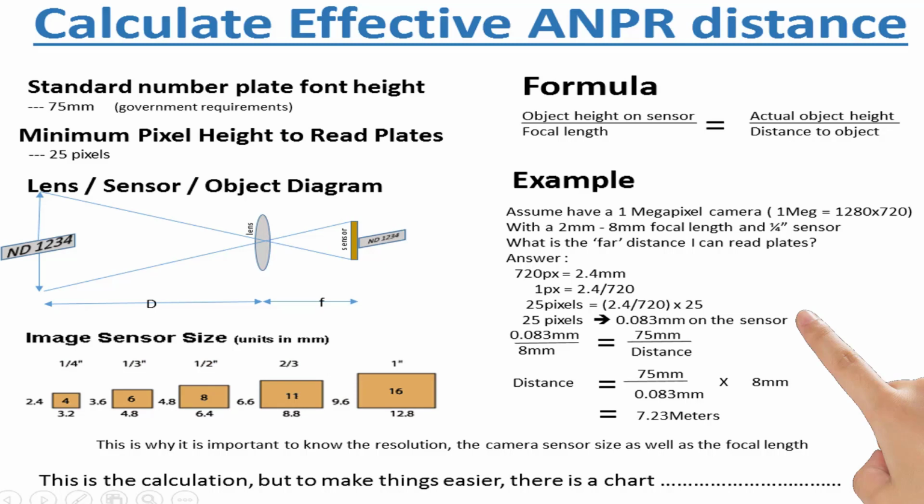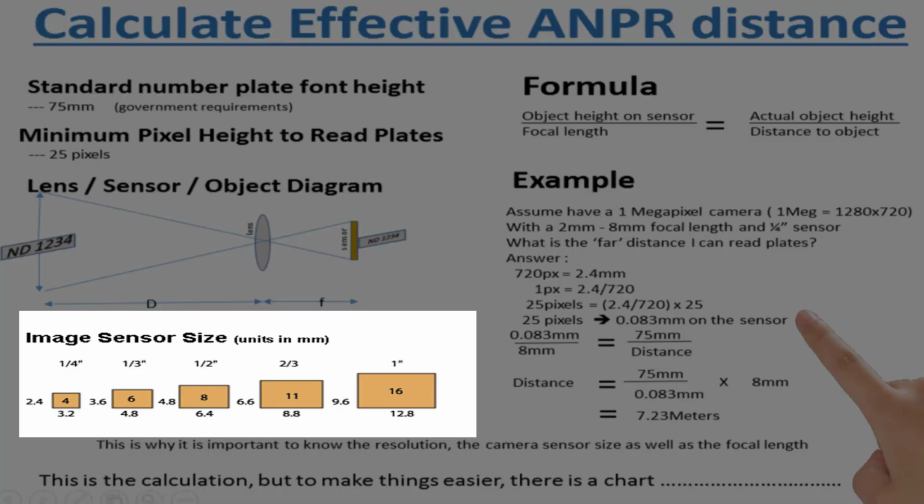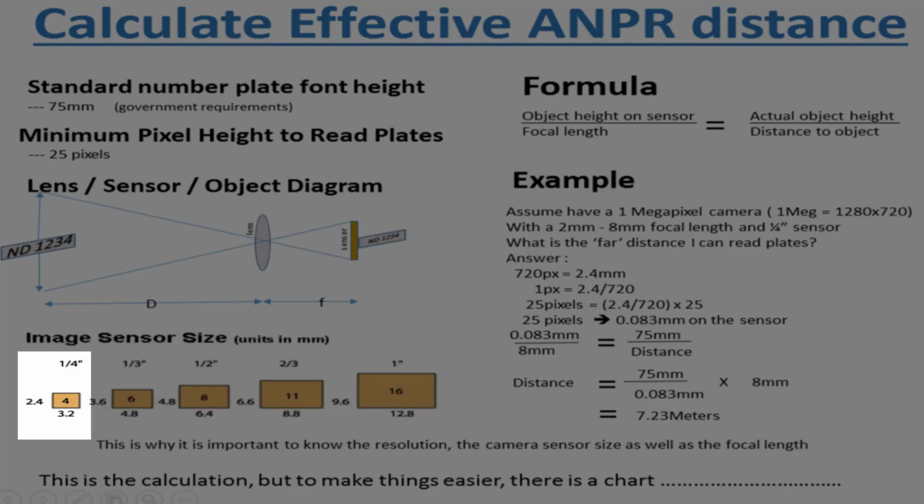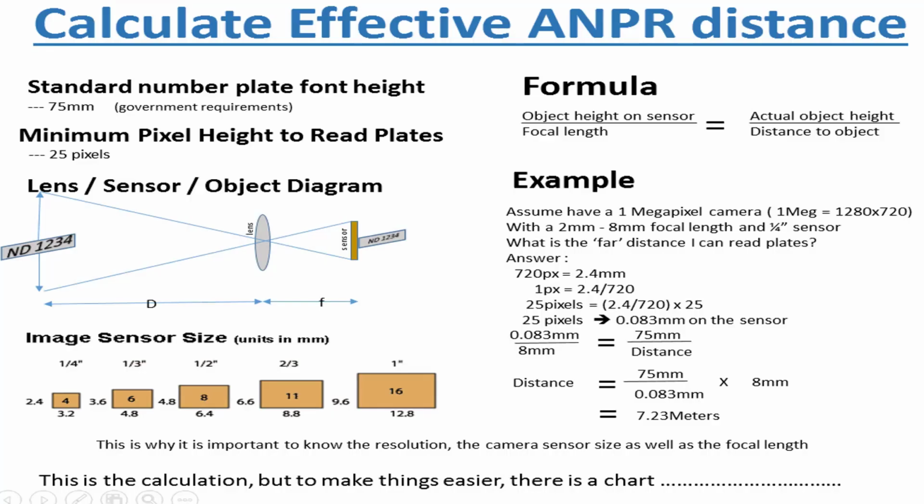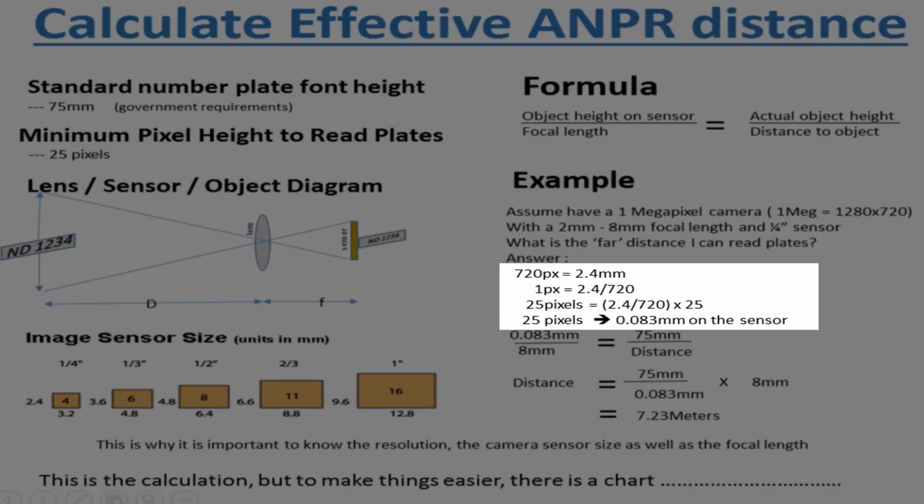Just a word on sensors, the quoted size is generally in inches and is indicative of the size of the sensor. Using a chart of popular CCTV size sensors to get the dimensions, a 1/4 inch sensor has a height of 2.4 mm and a 1 megapixel sensor has 720 rows of pixels. Then, manipulating the formula, the height of the required 25 pixels is 0.083 mm.